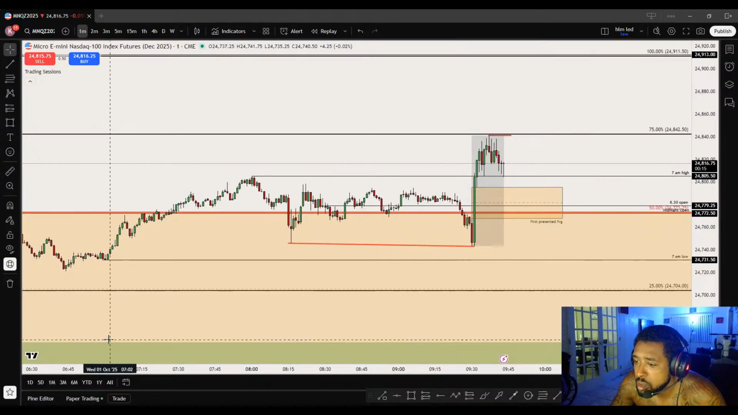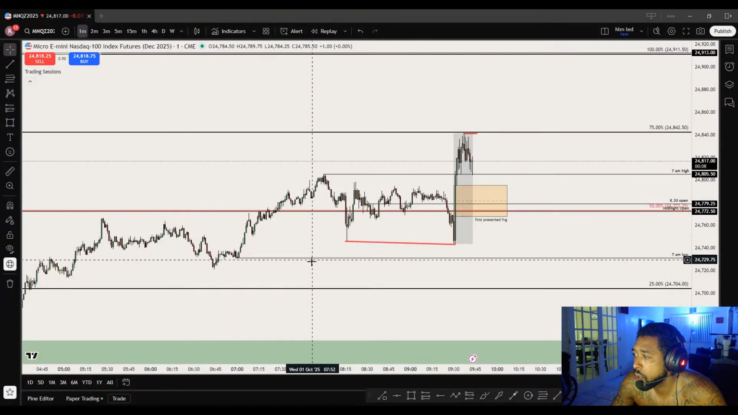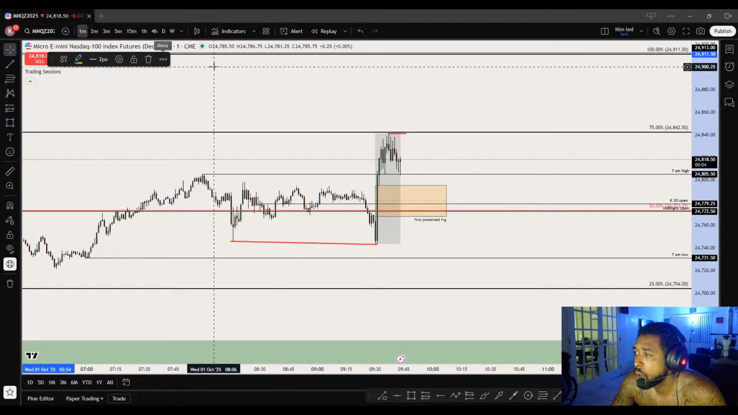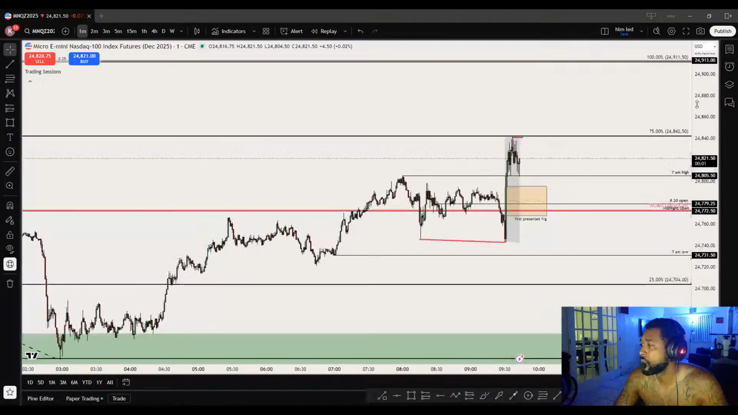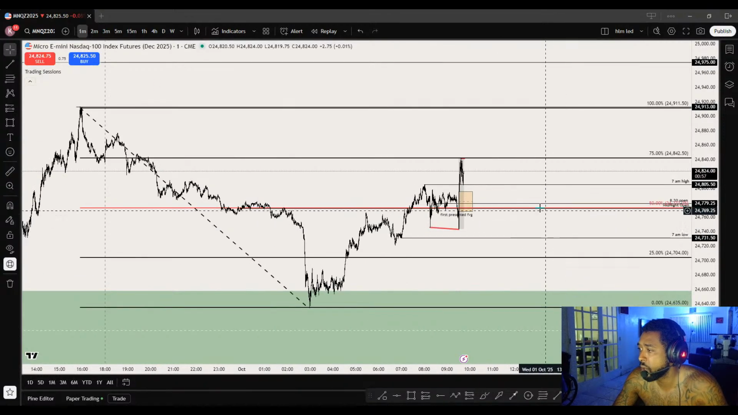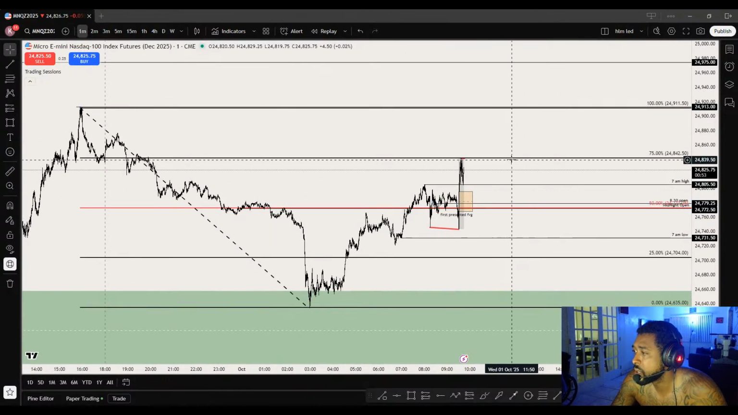Damn, I gotta delete this. I delete this damn zone. Delete. All right, wow. So right now, 50% of the range from that high to low that you just saw me drop is literally right here at that red line. That's where 50% is.